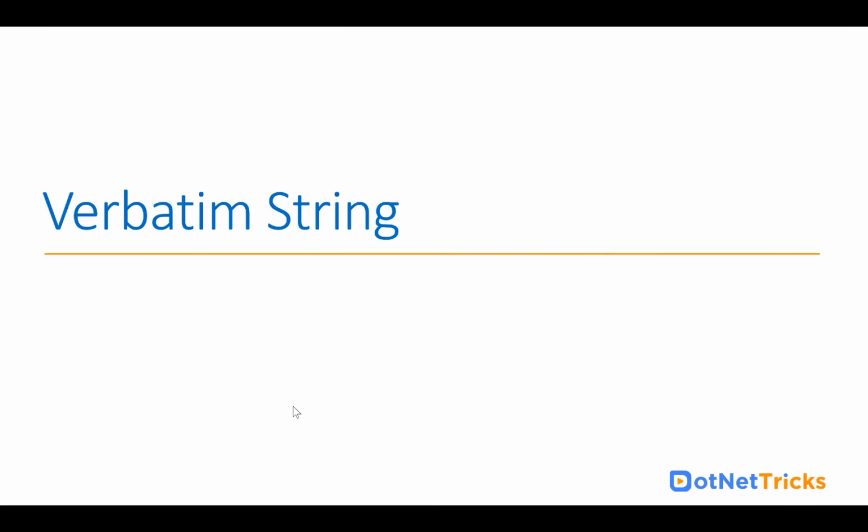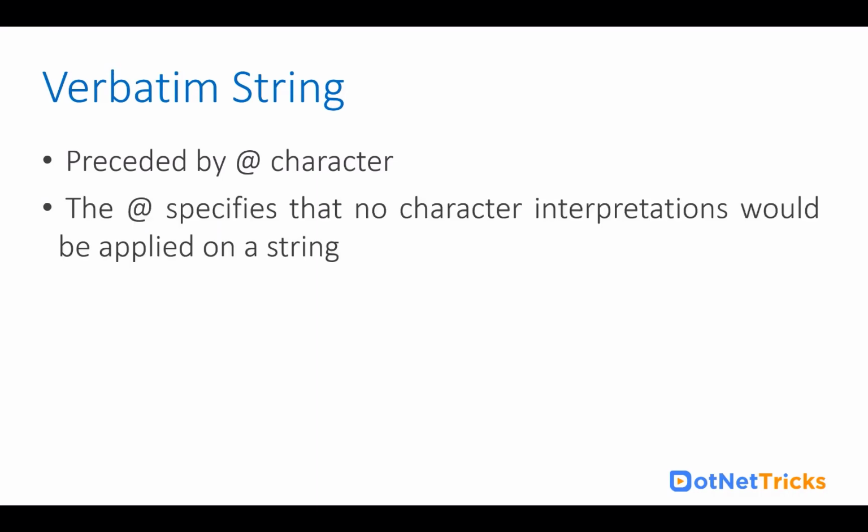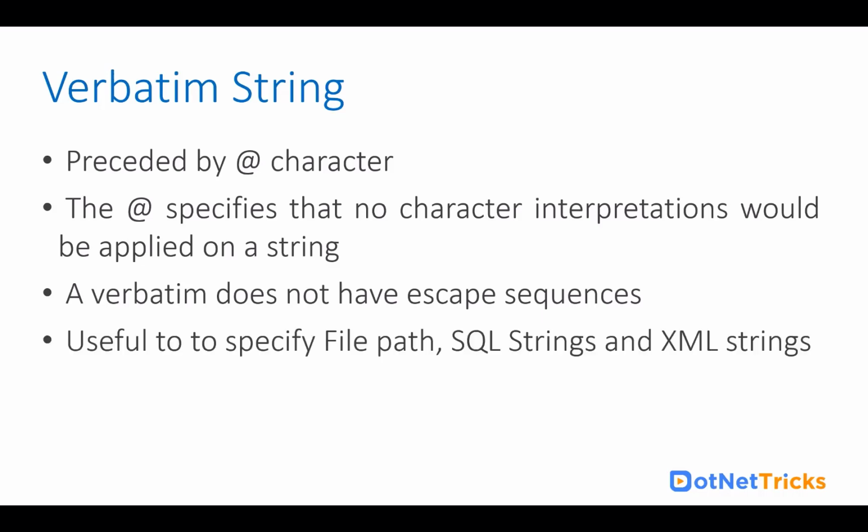In this session you will learn about verbatim string. A verbatim string is preceded by the @ character, and the @ character specifies that no character interpretation would be applied on a string. A verbatim string does not have escape sequences. Verbatim strings are useful to specify file paths, SQL strings, and XML strings, because in file paths and XML strings we have escape characters. We have the backslash, so in the case of a file path, the backslash is going to be interpreted. Here it is going to stop the interpretation of the backslash.